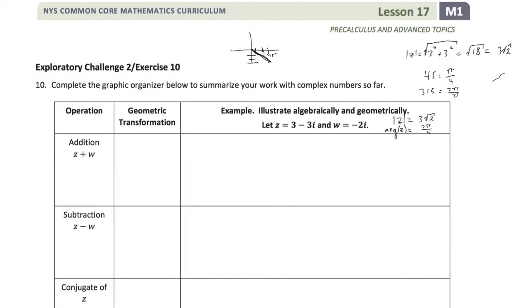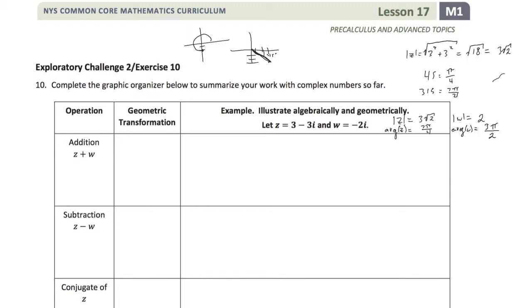And let's find the modulus of w. That's very easy because it's just directly on an axis, so I know that it'll just be that distance. And the argument of w will be equal to, well, -2i is right there. So this rotation would be 270 degrees, or also just 3 pi over 2. So now let's actually get into it.